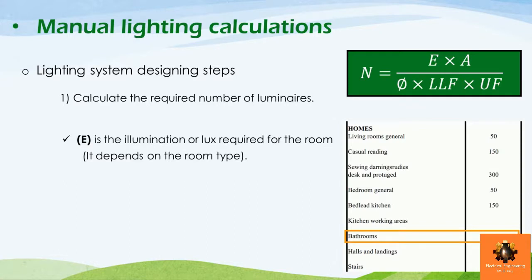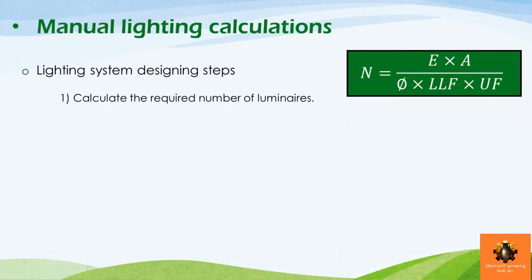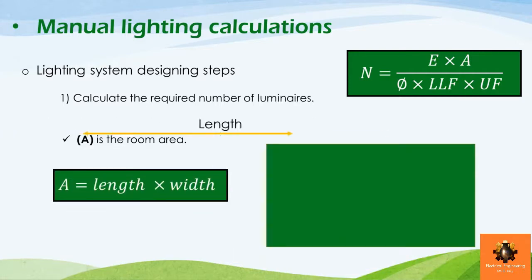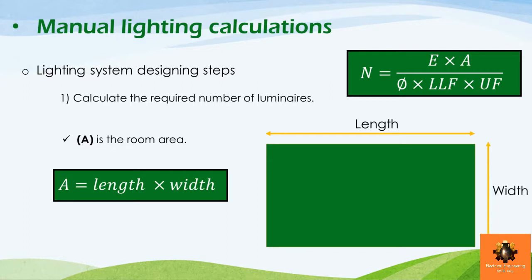Very good. Now the second factor in this equation is A, and A is the room area simply. So to detect the number of luminaires we multiply the lux of the room by the room area. And the room area equals the room length times the room width. So we must know what is the area of the room to detect the required number of luminaires. Alright, that's for the numerator.